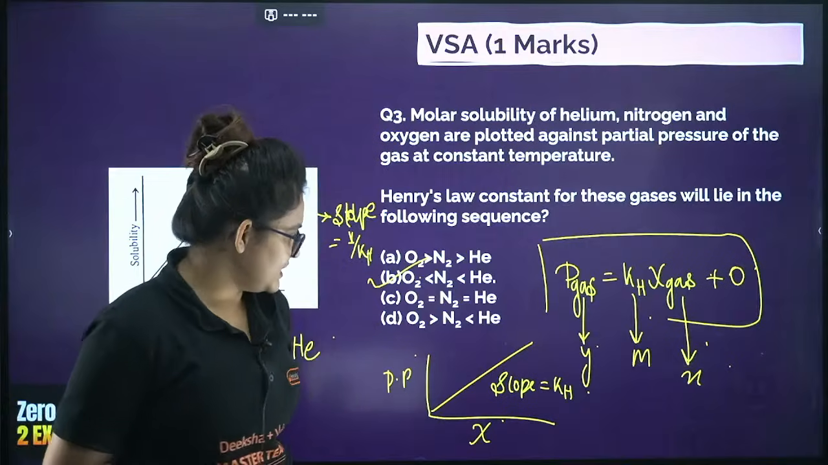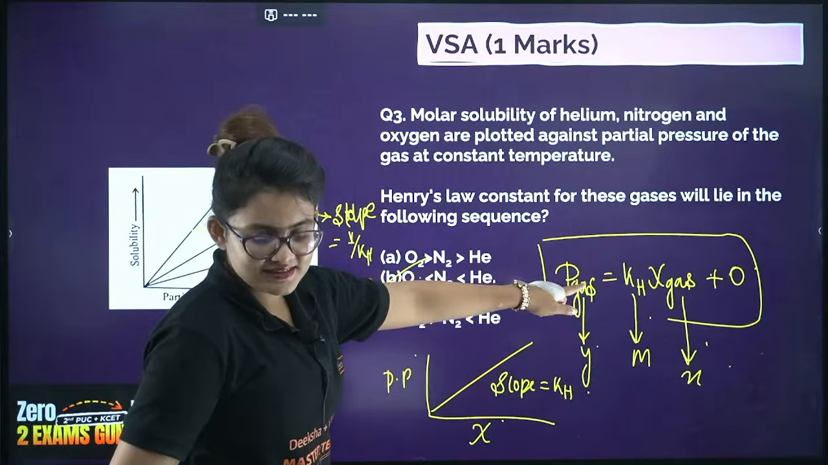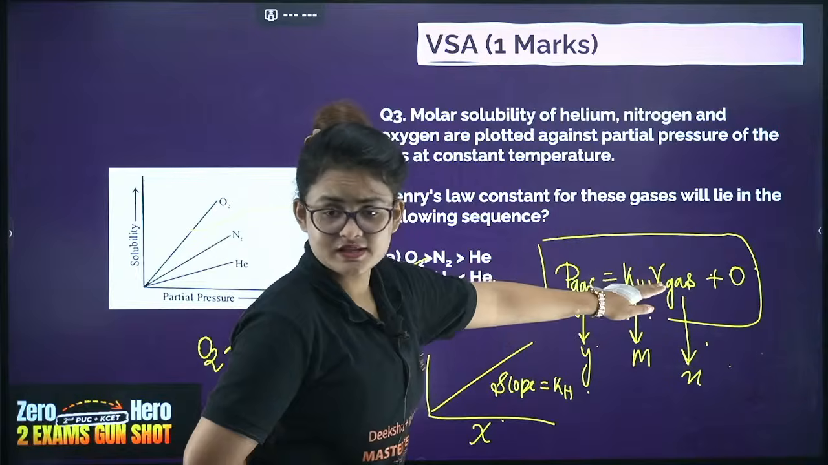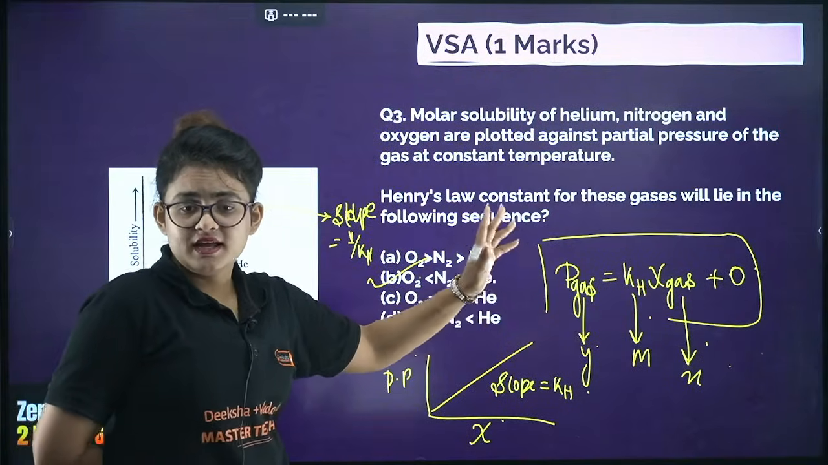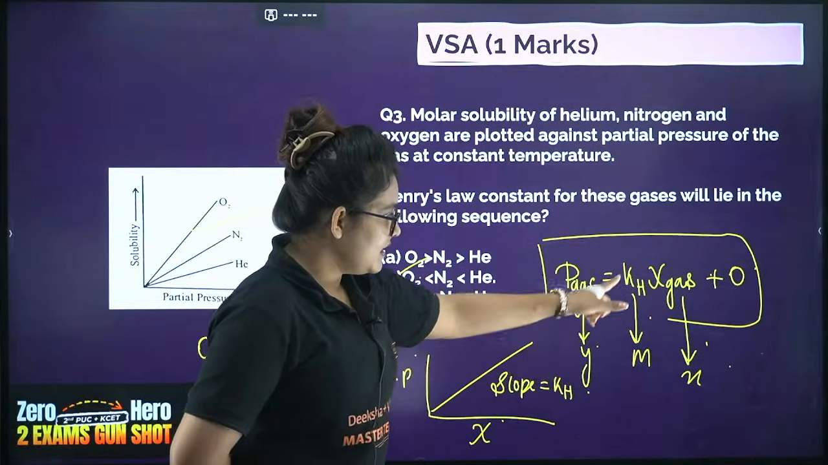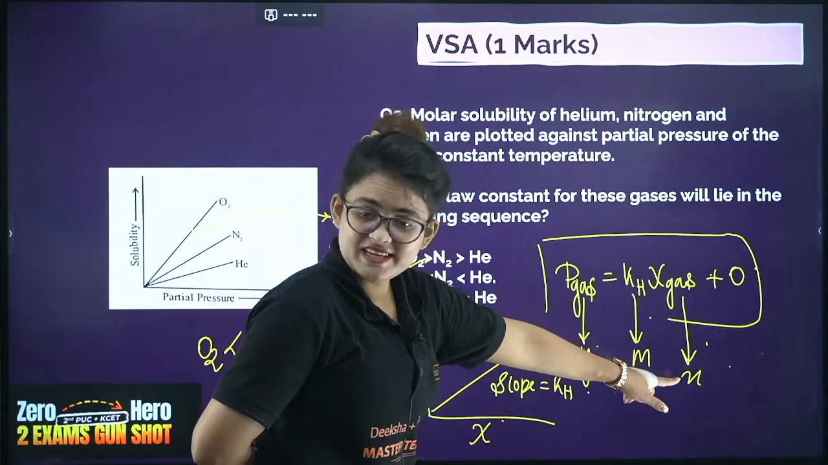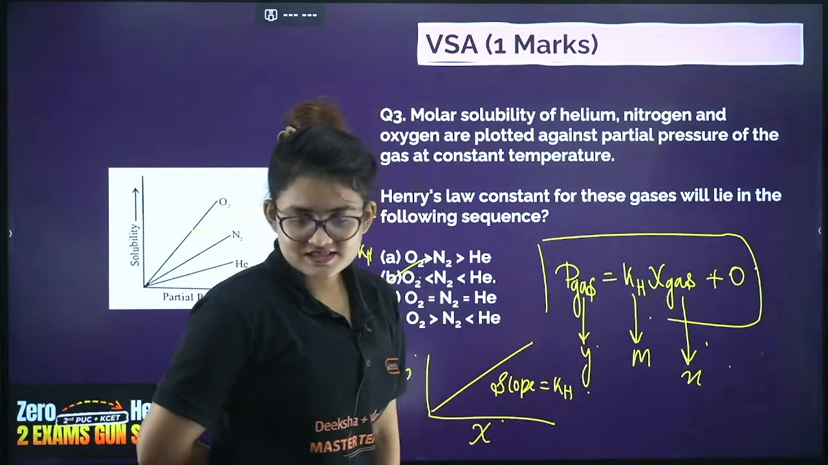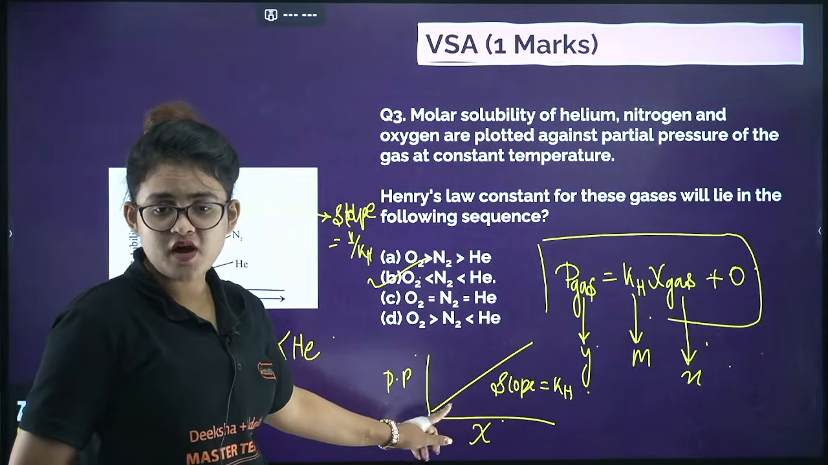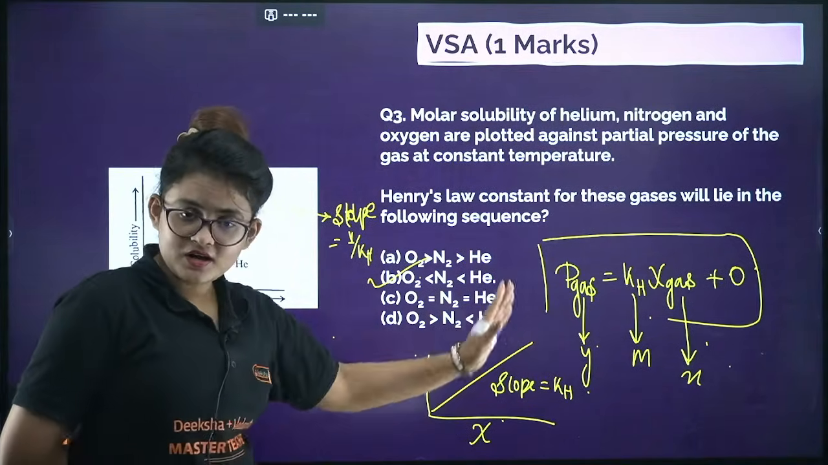Can you explain that once again? Definitely I can explain that once again. So in general, if you see the straight line equation, P equals KH into X, that is the actual Henry's law. From there you can see it is following a straight line equation. P is the Y, KH is the slope, X is the mole fraction on the X axis, and the intercept is 0. So this is how the graph should look. It should pass through the origin.